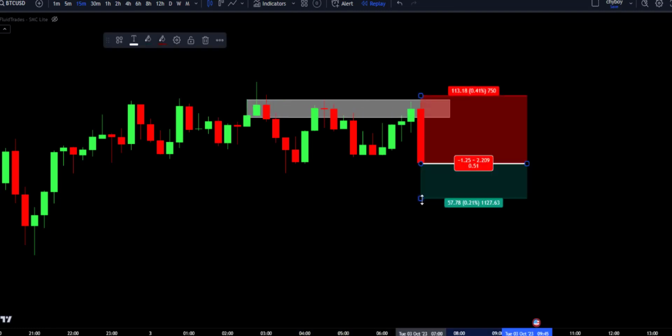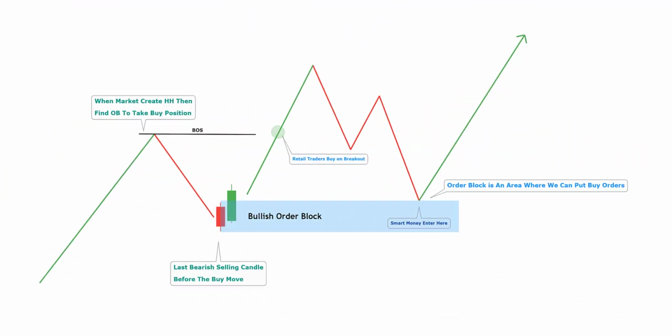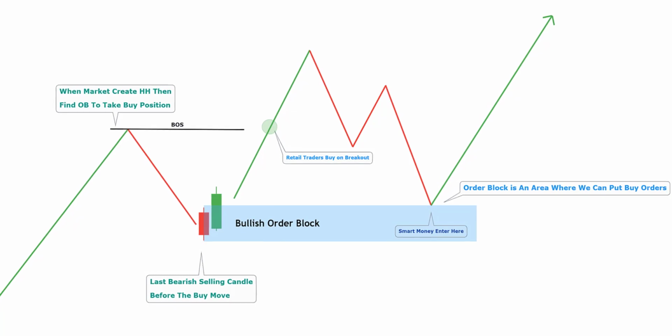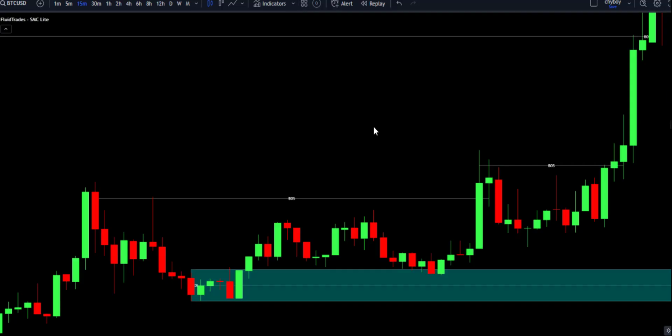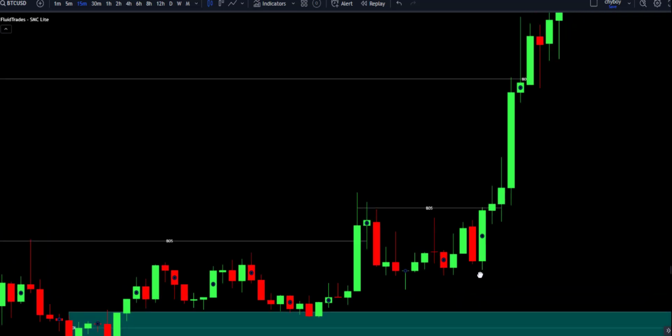Hey traders! In this video, we will be discussing order blocks. Order block is a vital part of trading, widely used by smart money concept traders. In this video, you will understand everything about order blocks and some things about the smart money concept.